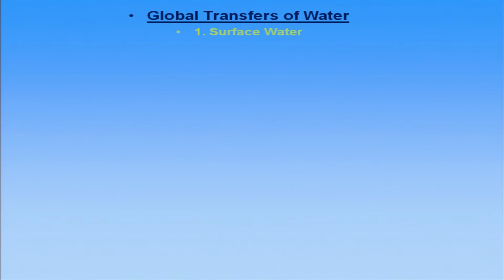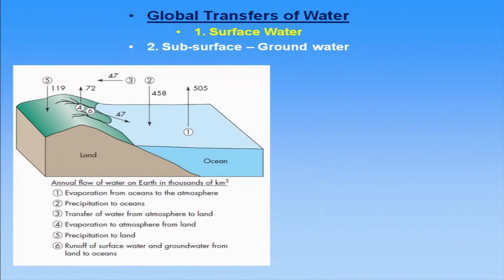Global transfer of water, if you look at, one is the surface water, second is the groundwater. So, now if you look at the figures here, this is the annual flow of water on earth in thousands of cubic kilometers. So, one is evaporation from ocean to the atmosphere. So, this is the number which we have. This is very much similar to what we were talking about in the energy budget. So, this is in thousands of cubic kilometers.